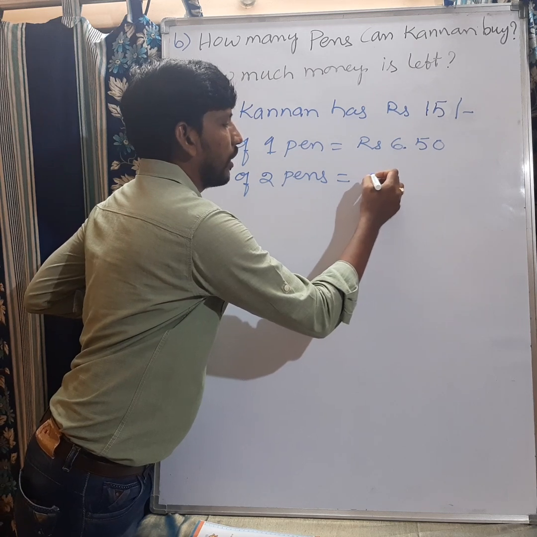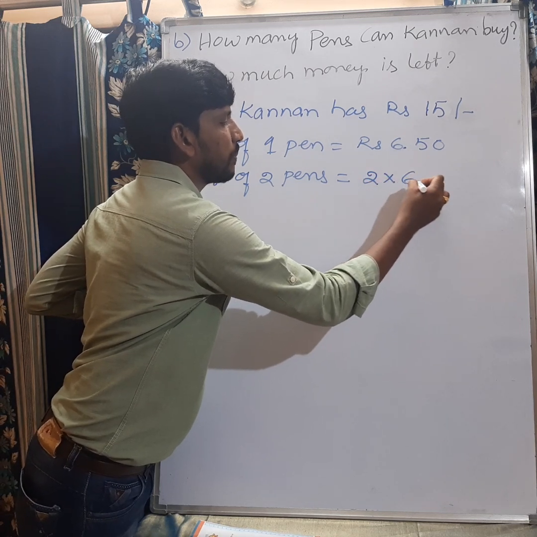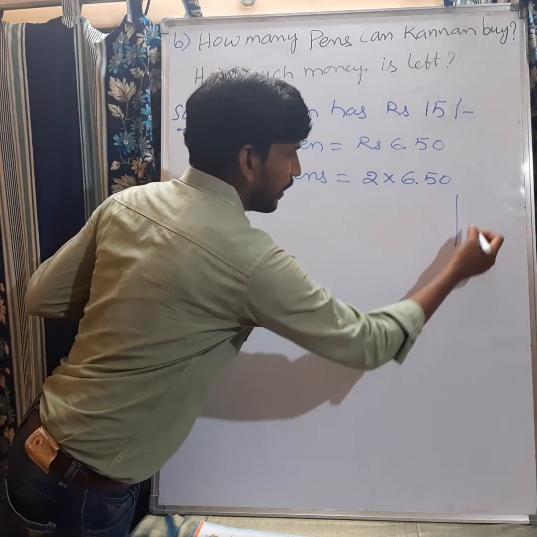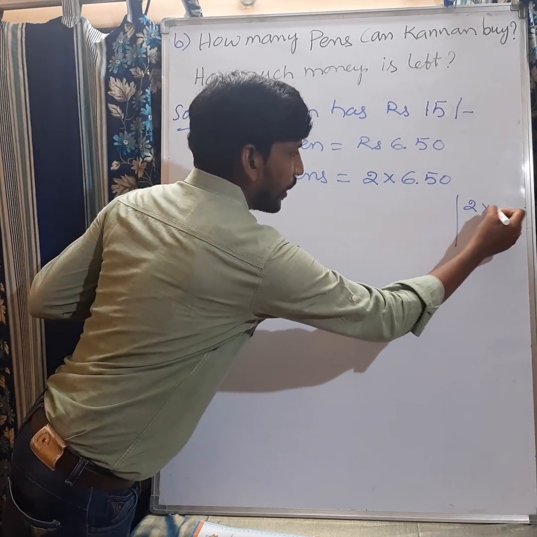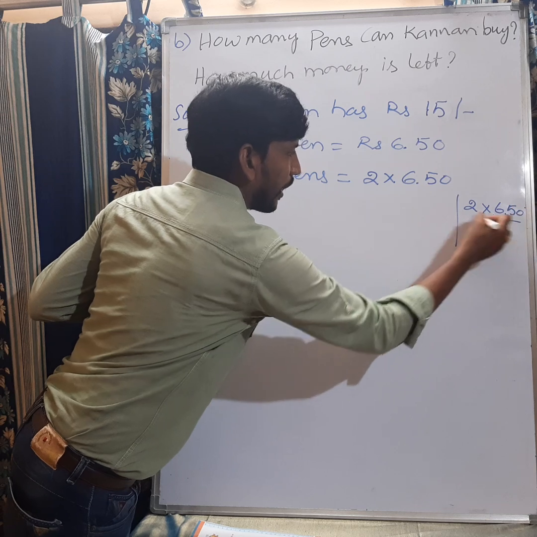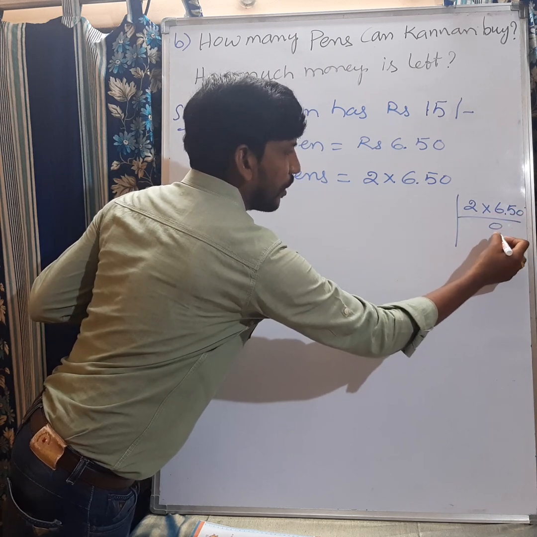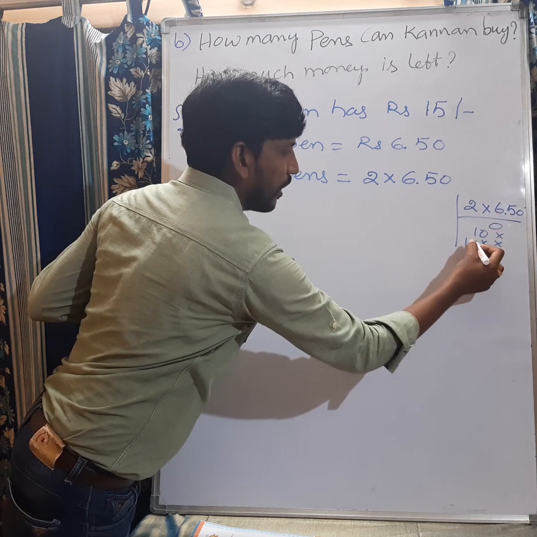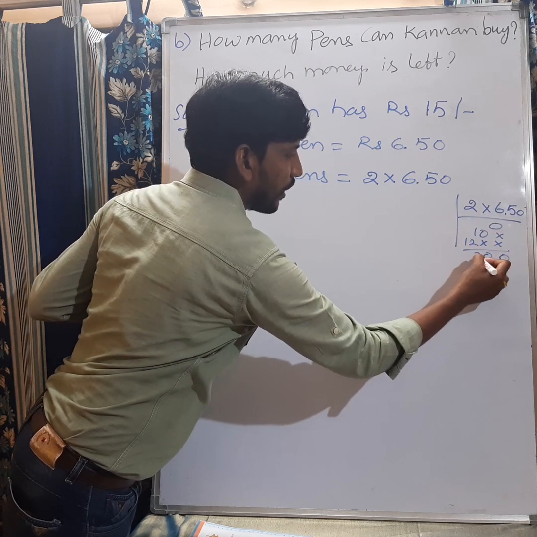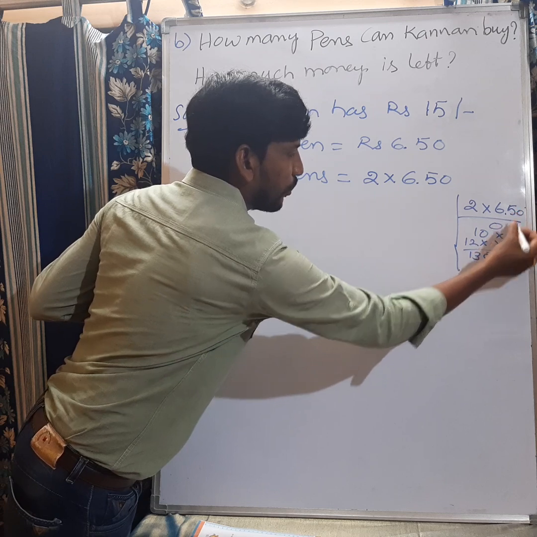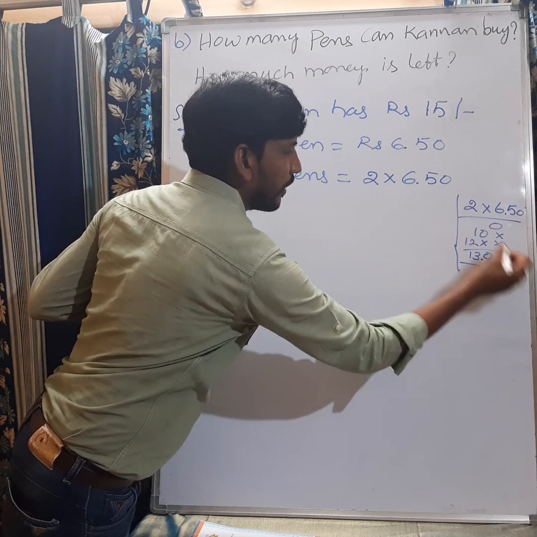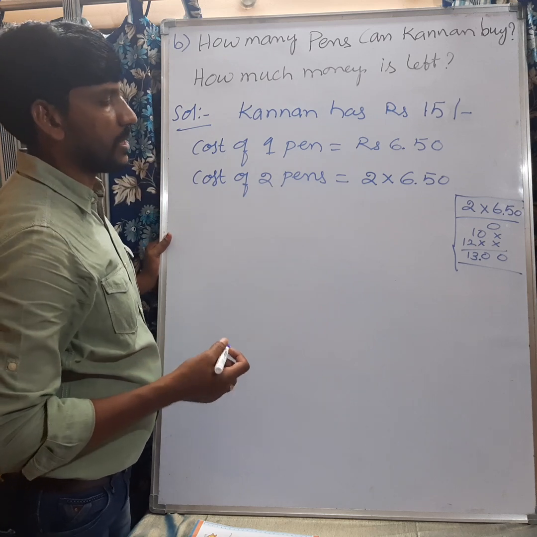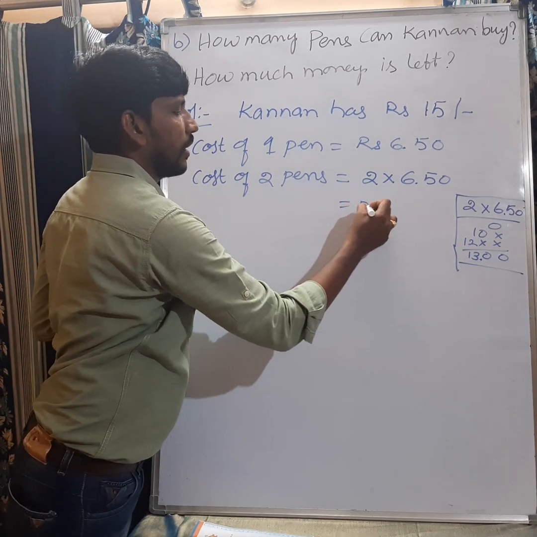So here I am going to multiply 2 into 6.50. I am going to multiply 2 into 650. 0 into 2 is 0, 2 5s are 10, 6 2s are 12. Clear? Here there are 2 decimal points, so here it will be decimal. Right? So by multiplying 2 into 6 rupees 50 paisa, you will get rupees 13.